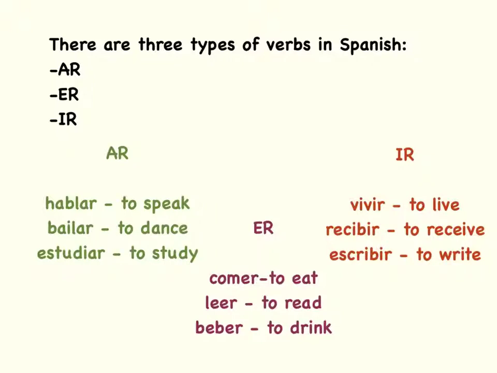Infinitives in English normally are made up of two words. If you look at the examples, you can see that the two words always start with the word "to": to speak, to dance, to study, etc. In Spanish, we have one word that either has an AR on the end, an ER on the end, or an IR on the end. And these endings are really important because they dictate what's going to happen to the verb next.